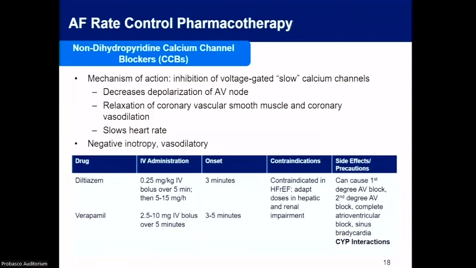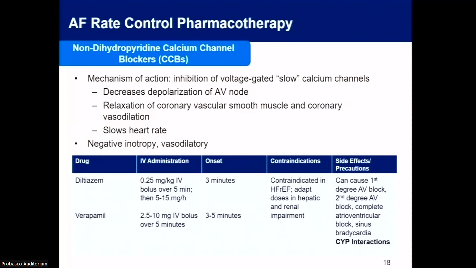For our non-dihydropyridine calcium channel blockers, they mainly work to decrease depolarization through the AV node by inhibiting voltage-gated slow calcium channels. They also cause relaxation of coronary vascular smooth muscle and coronary vasodilation, which ultimately slows heart rate. These are overarchingly categorized as negative inotropic effects and vasodilatory effects. In our studies, we mainly use diltiazem. We're going to basically only be talking about diltiazem from this class for the rest of the presentation.